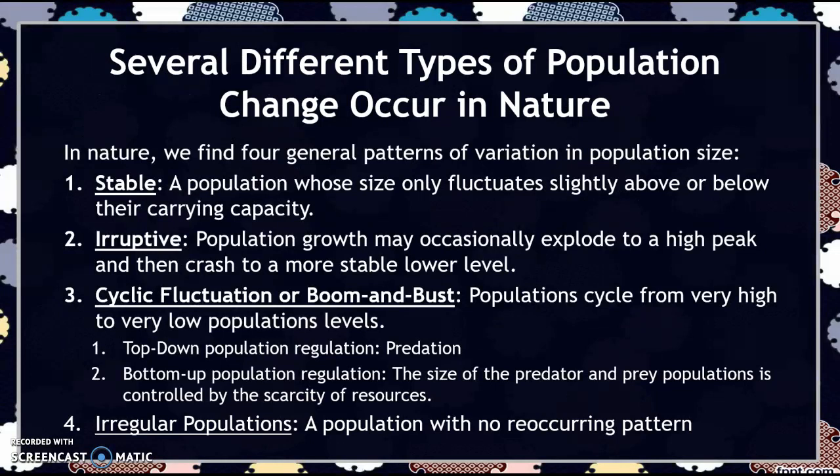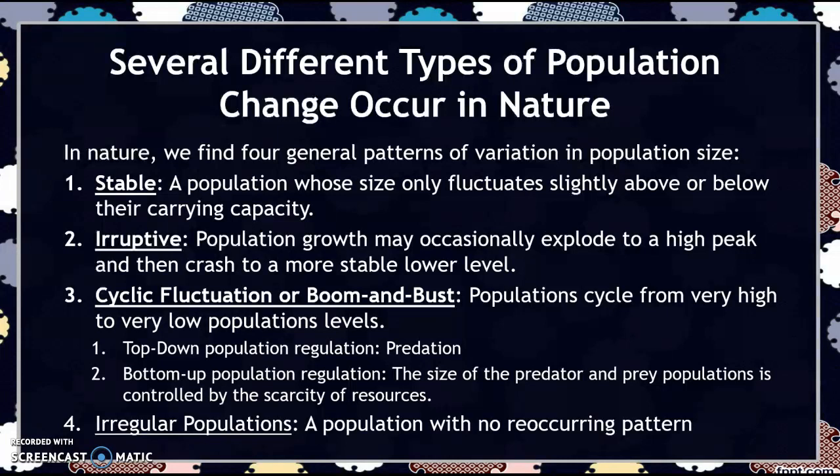Finally, we have several different types of population change that occur in nature. First, we have a stable population, and that's a population whose size only fluctuates slightly above or below carrying capacity. We have erupted, which is where population growth occasionally explodes to a high peak and then crashes. So this is that overshoot and die back we were talking about earlier.